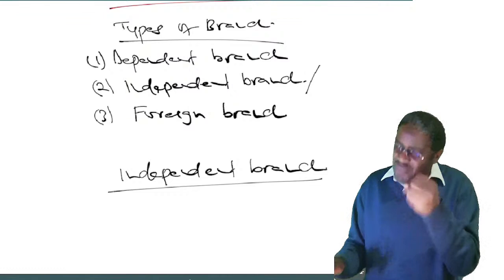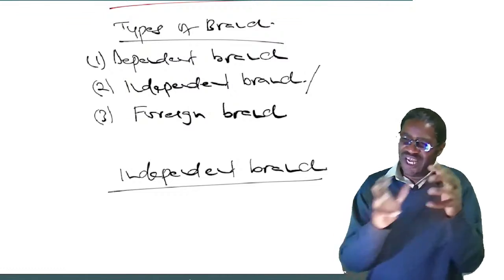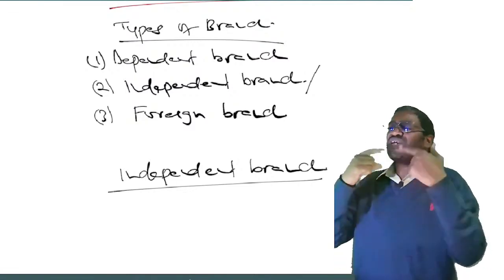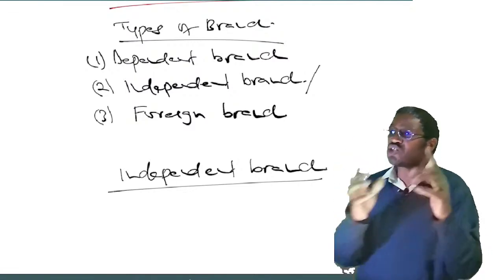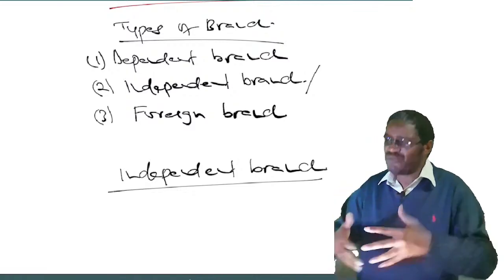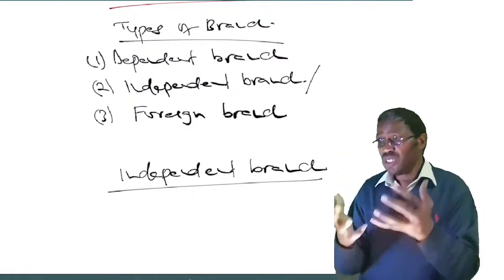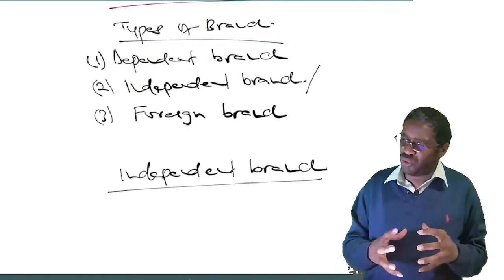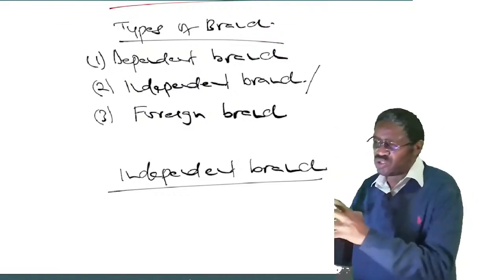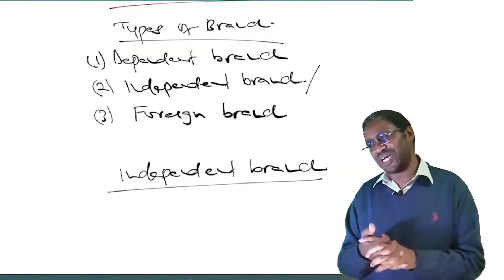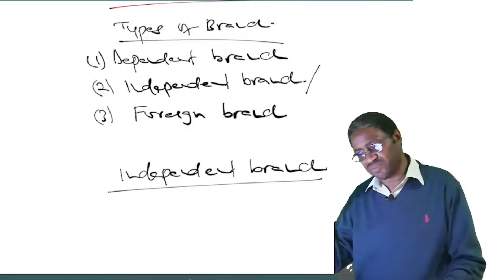So for independent branches, the head office will keep their own records. In other words, every time you as a head office are transacting with your branch, for example, every time you are sending goods to them, you as a head office record that transaction in your own books. The branch also, when they receive those goods, will record that transaction in their own books.